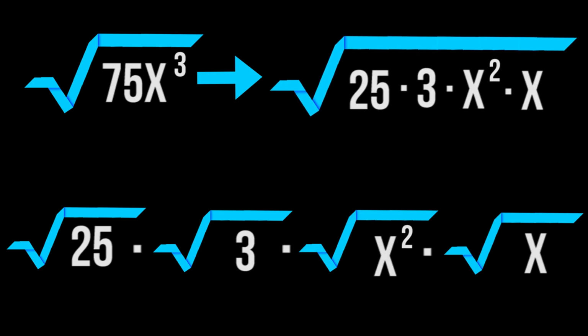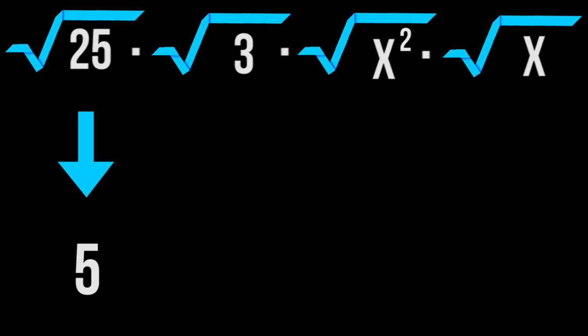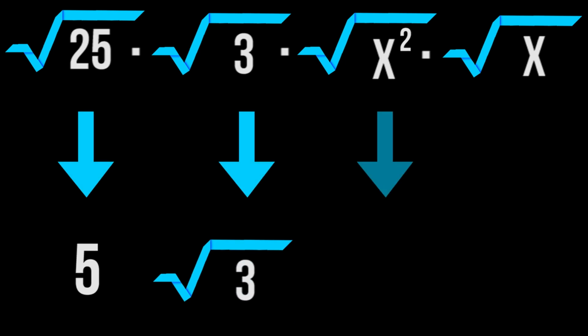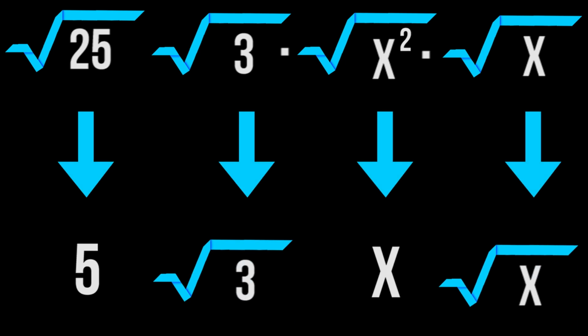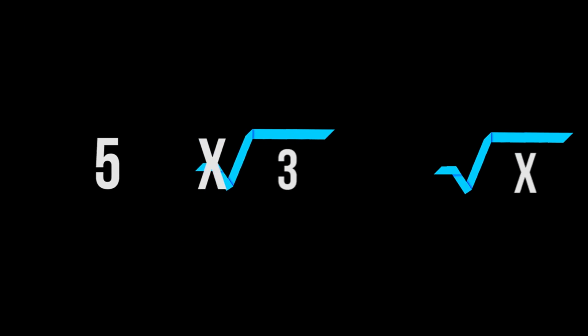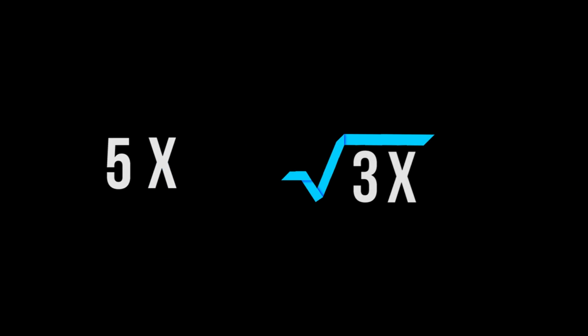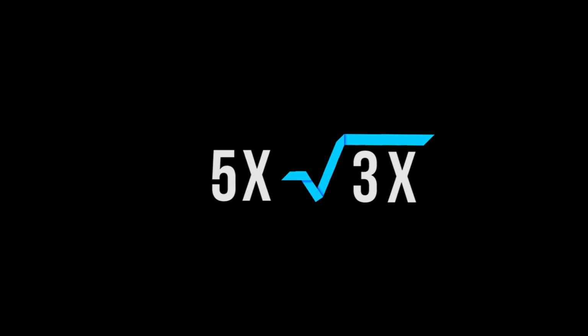Now let's simplify the terms that can be simplified some more. The square root of 25 will become 5, the square root of 3 will stay the same, the square root of x squared will become x, and the square root of x will stay as the square root of x. Now let's combine our like terms. The 5 and the x can come together to become 5x, and the square root of 3 and the square root of x can combine to become the square root of 3x. Now let's combine both of those terms to get 5x times the square root of 3x.